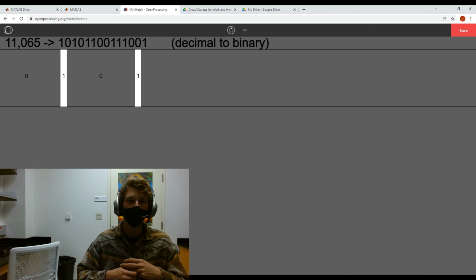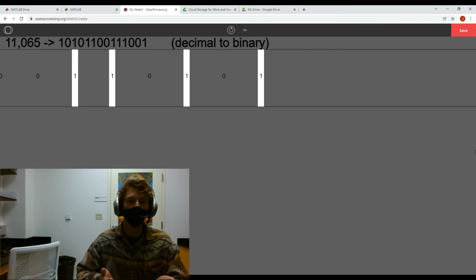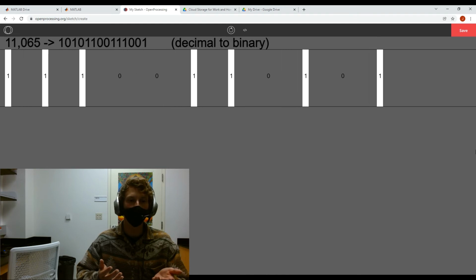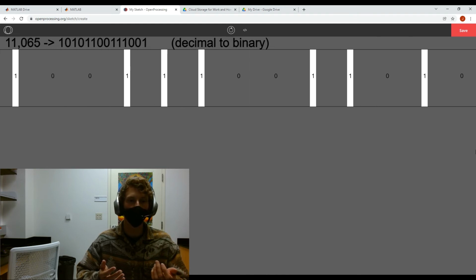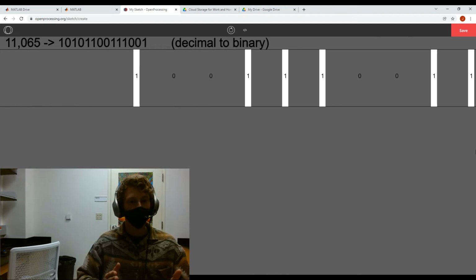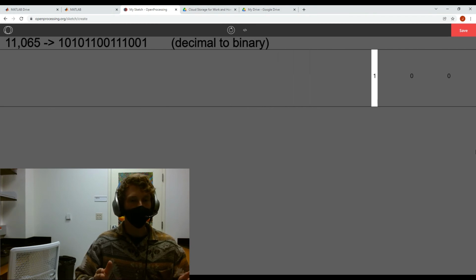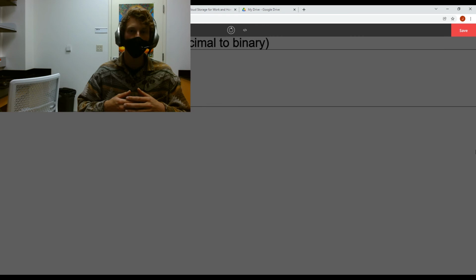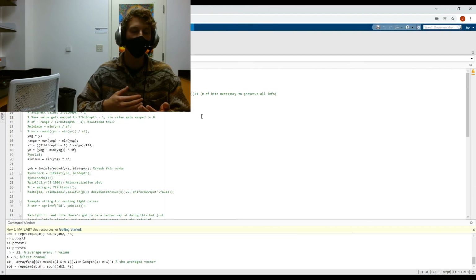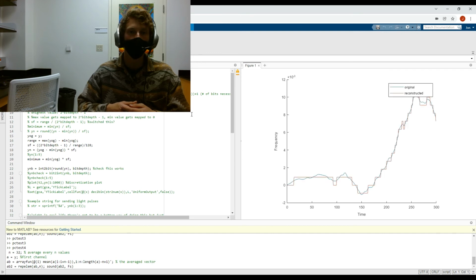Think about what the receiver might need to know to rebuild the original signal from a string of zeros and ones, or ons and offs of bits of light. Maybe the chunk size, maybe the original range. Let's take a look at a reconstructed signal. Hello world.